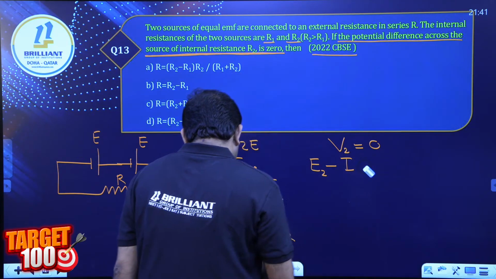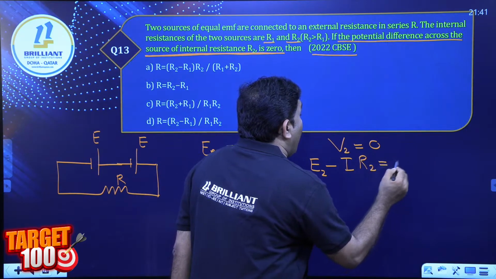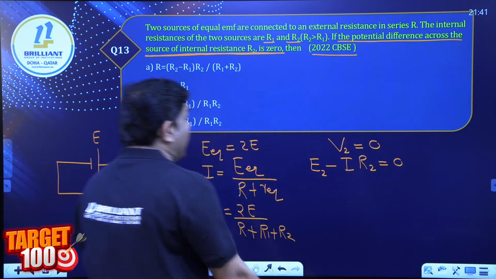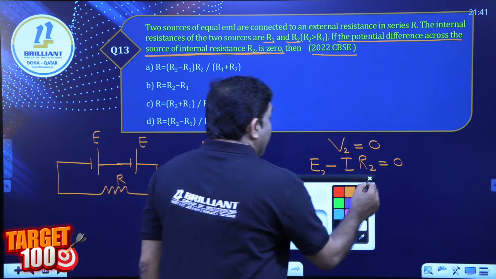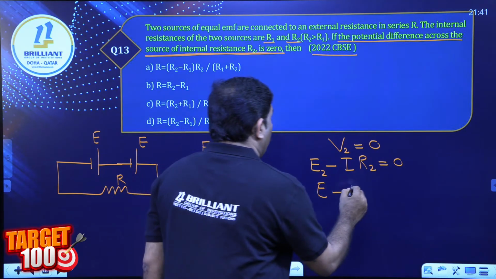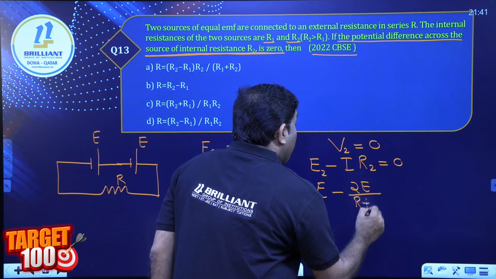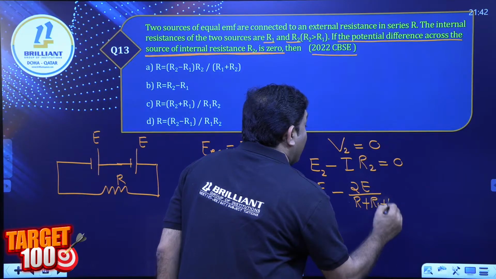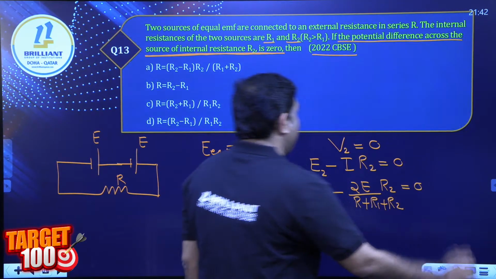This internal resistance is also represented by capital R. E minus I R2 is equal to 0, where E2 is E. So I can write it correctly now: E minus, substituting the value of I, 2E by R plus R1 plus R2, into R2 is equal to 0.